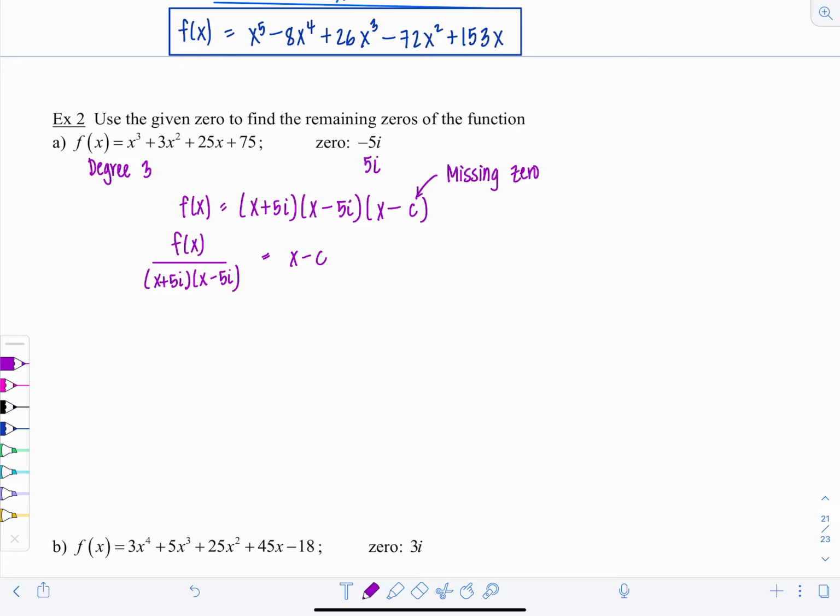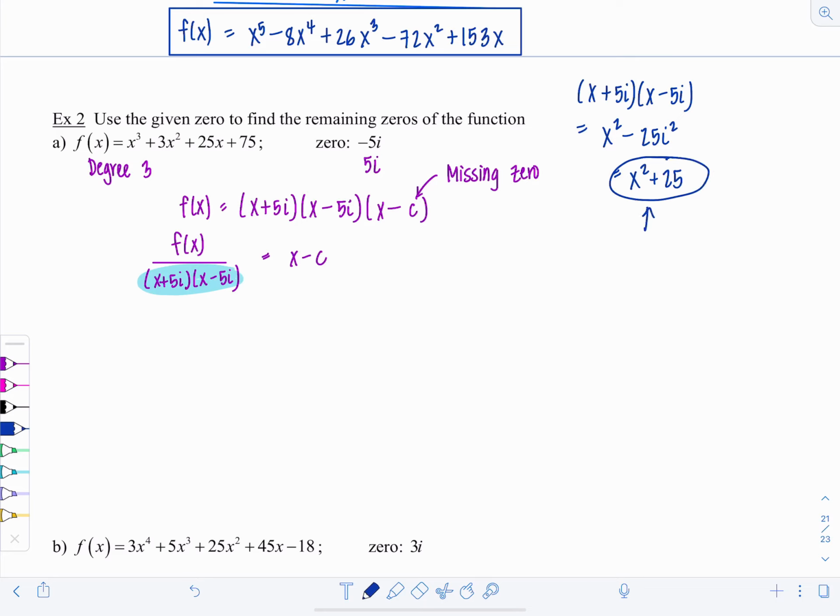And so the way to do that, the best way, is using polynomial long division. So what we're going to do first is figure out what we're dividing by. So what is x plus 5i times x minus 5i? That's going to be x squared minus 25i squared, which is x squared plus 25. So I'm going to divide f of x by x squared plus 25. There's 2 zeros sitting in here for my function. If I divide the function by x squared plus 25, the quotient will contain the remaining 0 that I'm after.